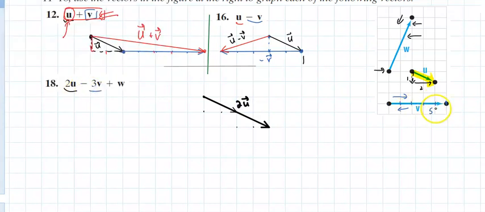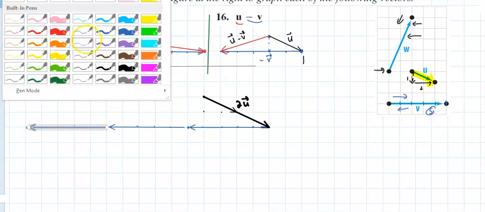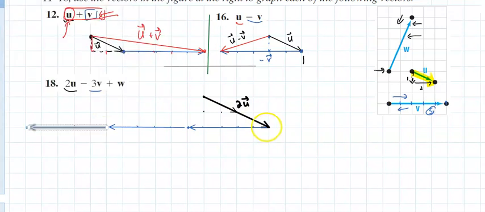Then we have minus 3v. Well, I know what v does. v shifts 5 units to the right. Negative v is going to shift 5 units to the left. That's one of them. That's another. That's a third. So I could do those one at a time. That's one. That's another. And that's a third. Or I could say, you know what? It's the same thing as just running all across.